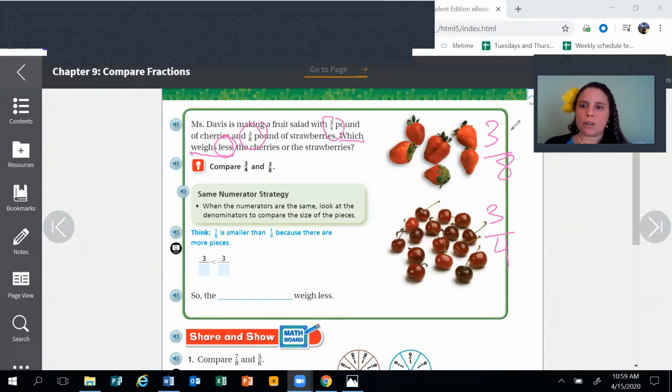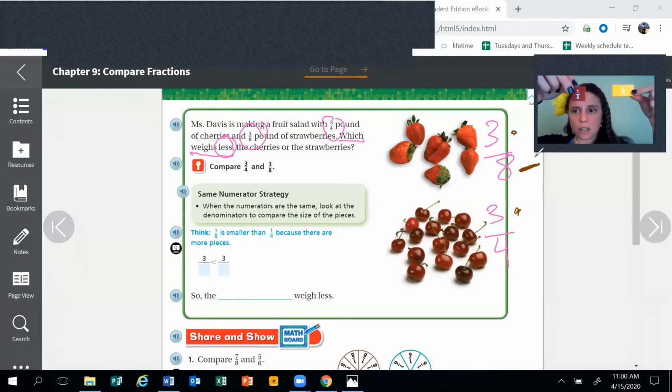So our numerators are both 3. So we have 3 pieces, but the pieces are not the same size, right? Do you remember my rule with the denominator? The bigger the denominator, the smaller the pieces, right? So which one has a bigger denominator? 8 is bigger. So we know that 8ths are going to be smaller than 4ths. So I want you to go ahead and grab those fraction strips and grab an 1/8 and grab a 4th. You can physically see the difference.